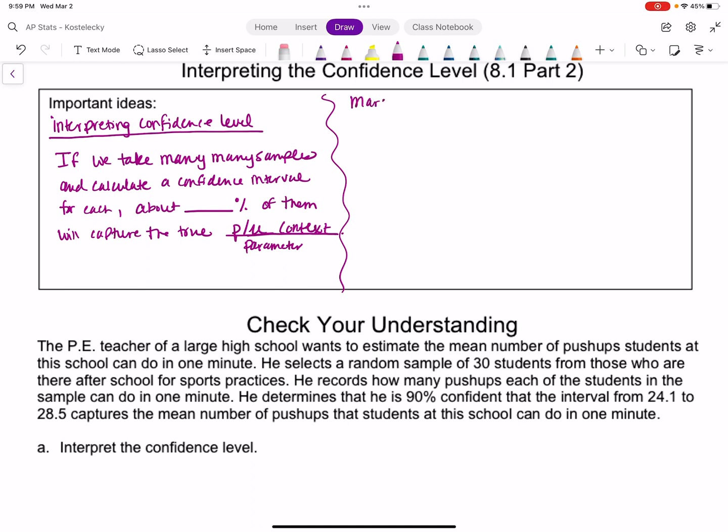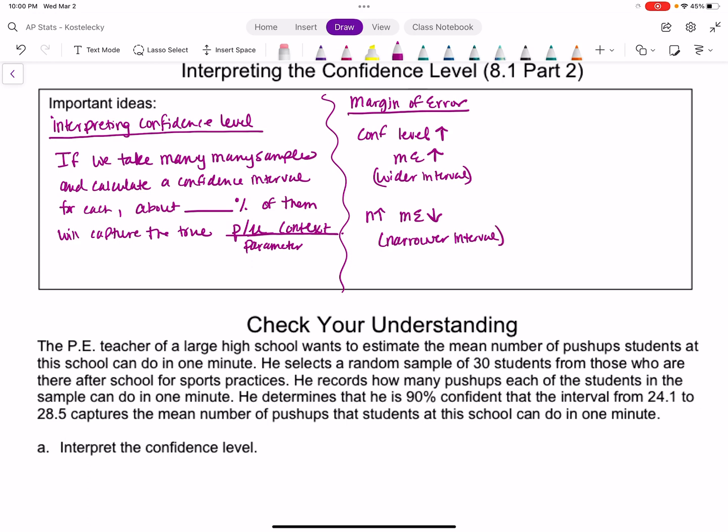Middle section. Margin of error. Okay, so if your confidence level goes up, then your margin of error is also going to go up. And that is because we have a wider interval. If your sample size goes up, then our margin of error is going to go down, and that is because we have a narrower interval.